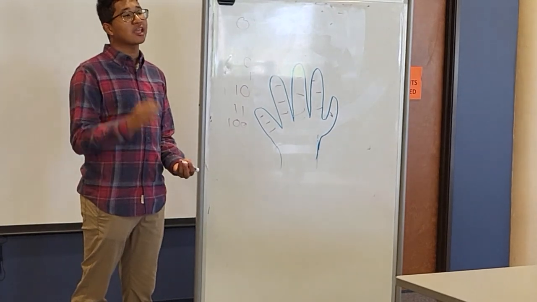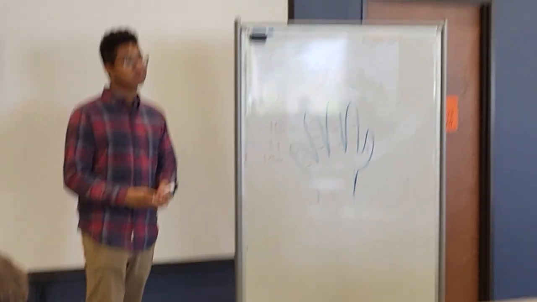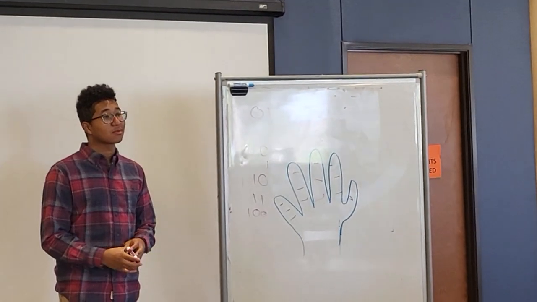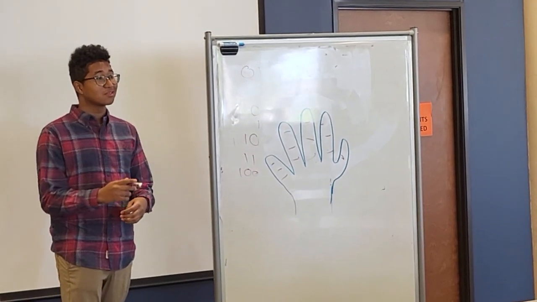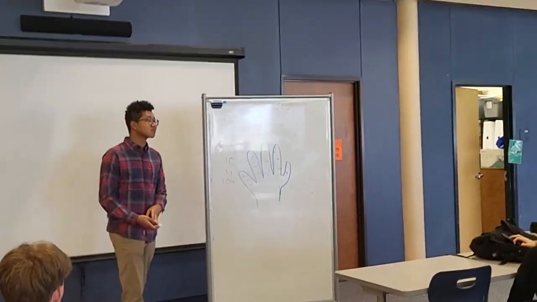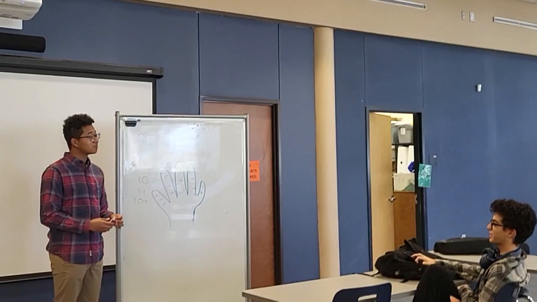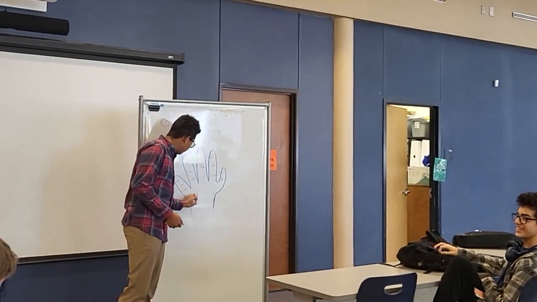So how high can you count to with one hand? Wait, is this a trick question? No, it's not a trick question. 1, 2, 3, 4, 5, 6, 7, 8, 9, 10, 11, 12. You can count to 12 if we're specifically using our hand. So we can only count to 12.